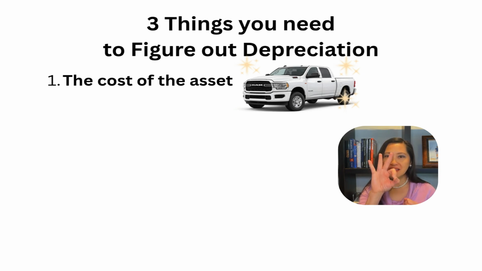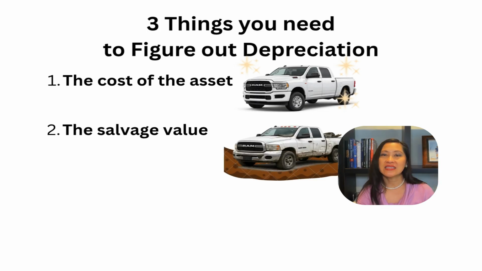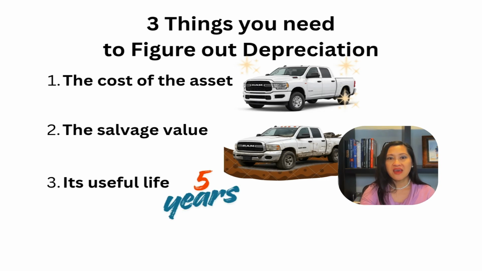All right, there are three things you need to figure out depreciation. First, the cost of the asset. This is how much you paid for it, including things like taxes, delivery, or getting it ready to use. Next, the salvage value. This is how much you think you can sell it for at the end. Even if it's old, it might still be worth a little money. And if you think it won't be worth anything, that's totally fine. You can just say $0 for its salvage value. Third, its useful life. This just means how many years you think the item will last. Like if you buy a truck, maybe you expect it to last 5 years before it's worn out.